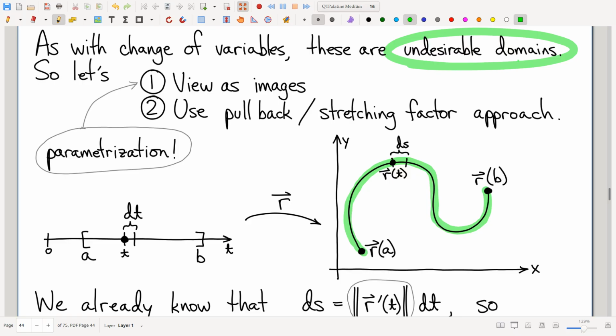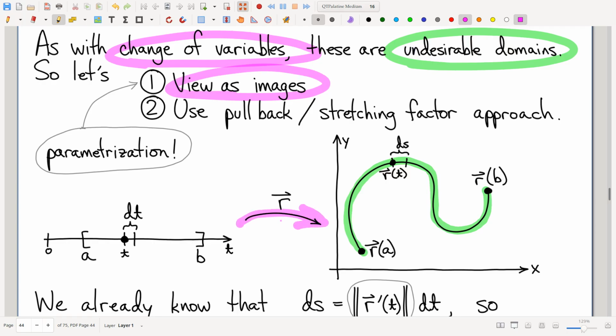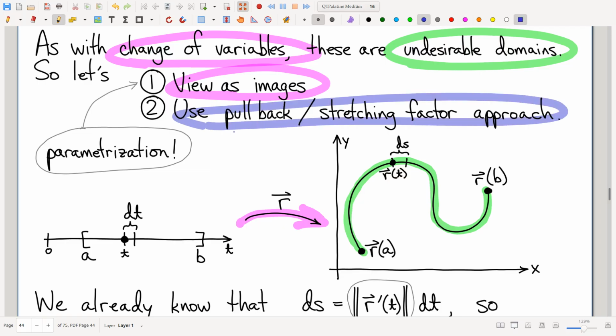Neat observation. We have dealt with undesirable domains previously. That was the whole point of change of variables, was that when you have a stinky domain, all you've got to do is view that stinky domain as an image of something and then pull back to an integral on whatever it's the image of.